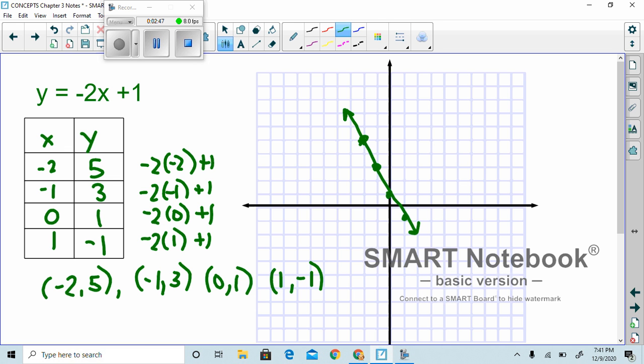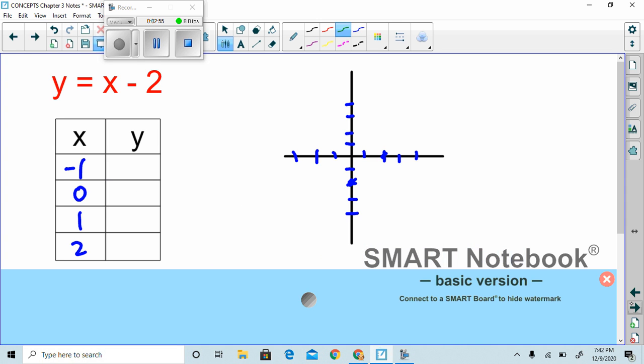This one's going downhill, which is negative, and this is my slope, which tells me it's a negative number. I have other examples here for us to practice, but we'll come back to them and do some of those in class.